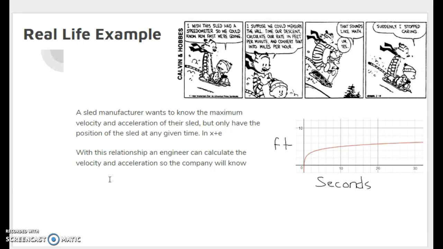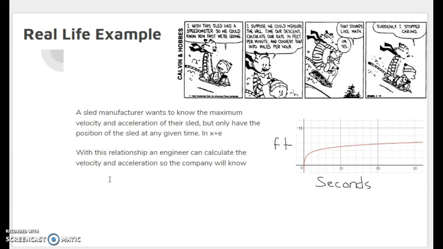And then with that velocity graph, you can see the maximum velocity, the maximum speed, and then you can take the derivative one more time. You get the acceleration graph, and you can determine the maximum acceleration as well. So this information could be useful to the company, so they could make sure that this sled isn't accelerating too fast or going too fast, or going too slow, so they could redesign it to improve their sales. So this relationship is important to a company.